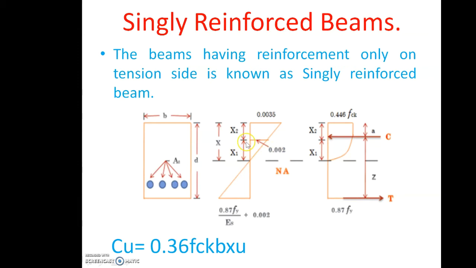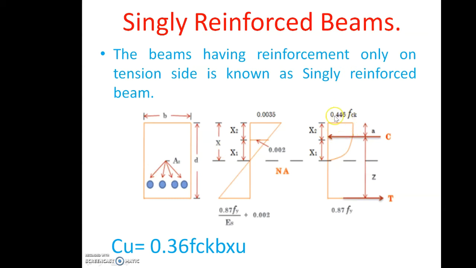0.002. In this case, it is x1 and this is x2. Totally, the neutral axis falls at a depth of x, and the maximum strain in concrete is 0.0035, and here the maximum strain in steel is 0.87 Fy by Es plus 0.002. This is the stress diagram of this particular rectangular cross section.